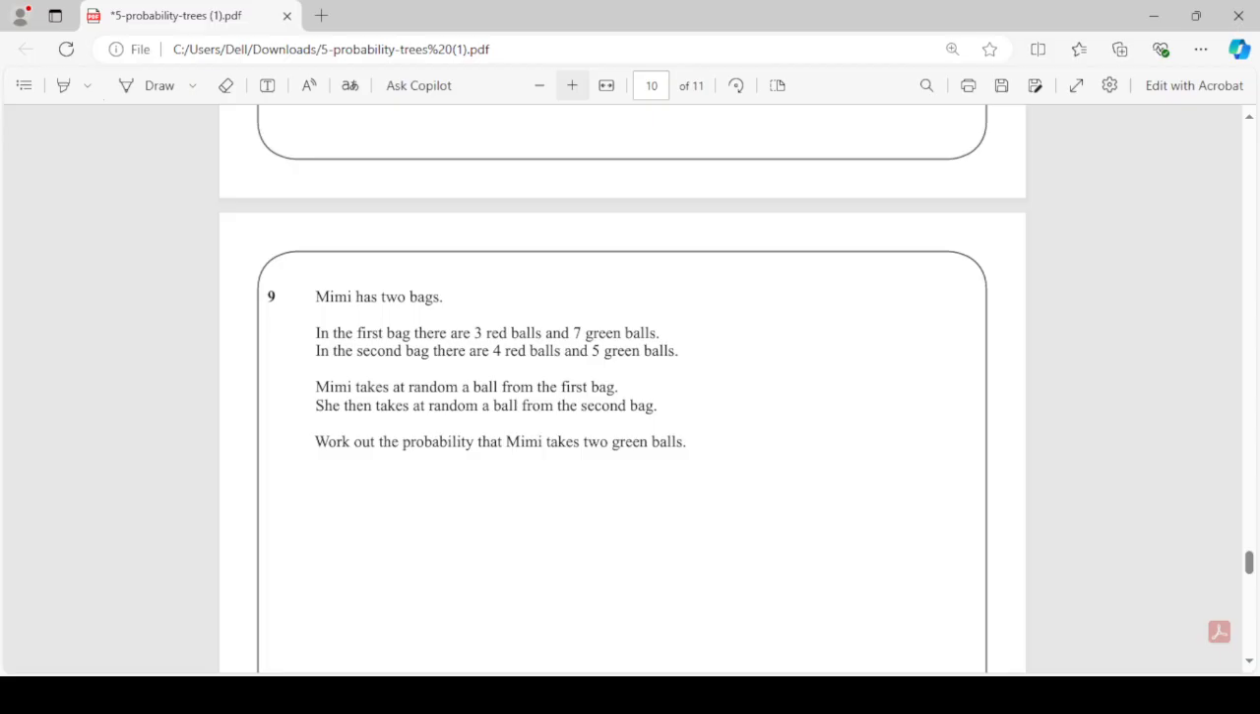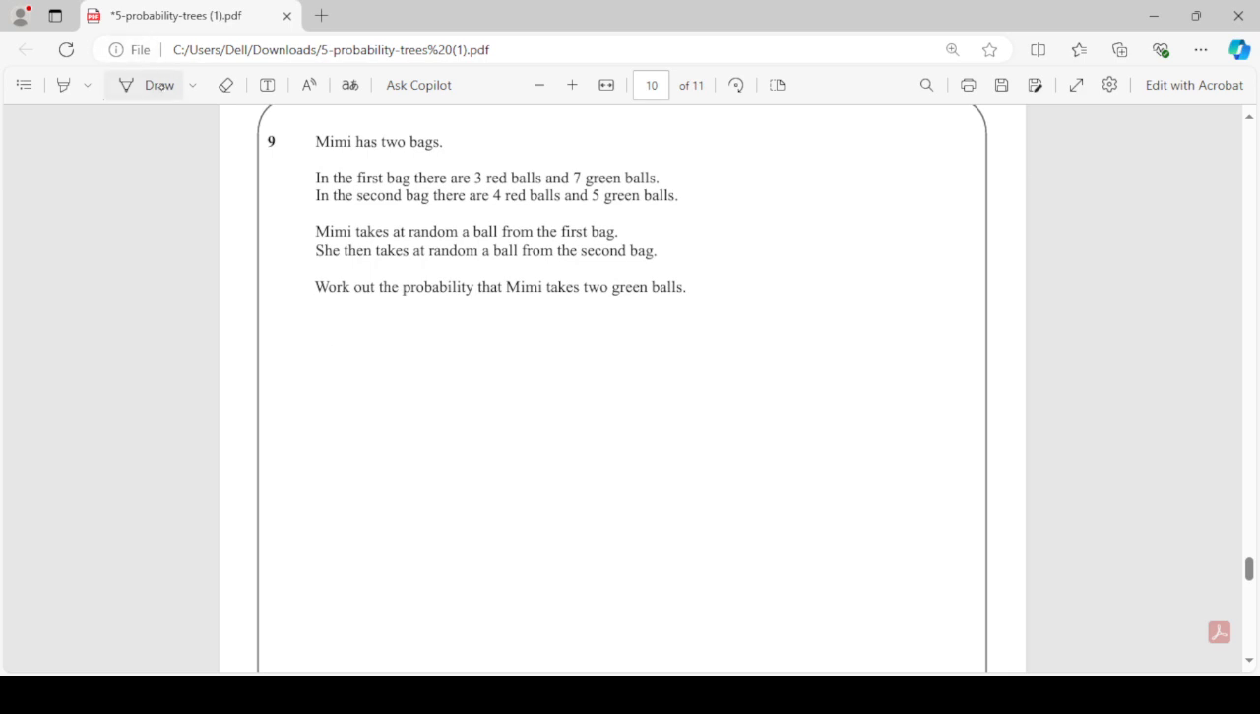Question number 9. Mimi has two bags. In the first bag, there are 3 red balls and 7 green balls. In the second bag, there are 4 red balls and 5 green balls. Mimi takes at random a ball from the first bag, and then she takes at random a ball from the second bag. Work out the probability that Mimi takes 2 green balls. Your first step is to draw a probability tree diagram.